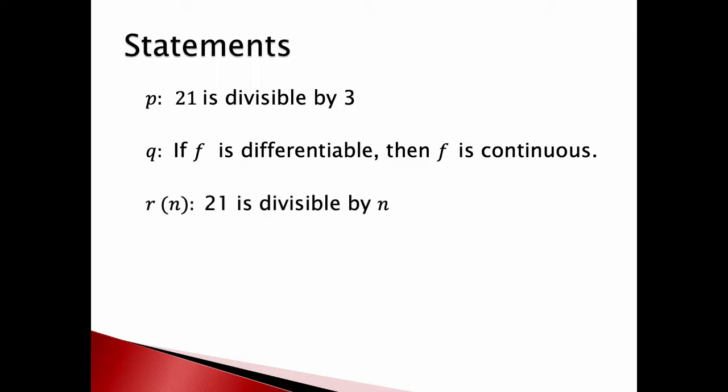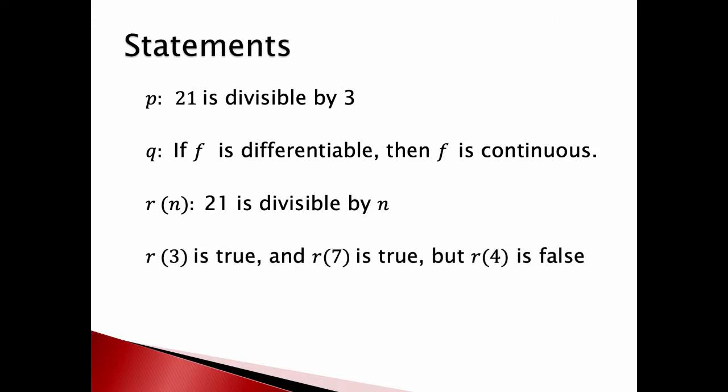We might also want to write a statement like this. So 21 is divisible by n. Well, that has a variable in it, n, so it depends on what the n is. So we might write that as r of n, almost like a function. If you think about that, then r of 3 would be true because 21 is divisible by 3. R of 7 is true because 21 is divisible by 7. But of course, R of 4 isn't true, right? 21 is not divisible by 4.